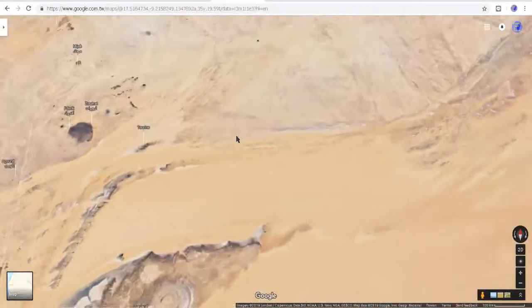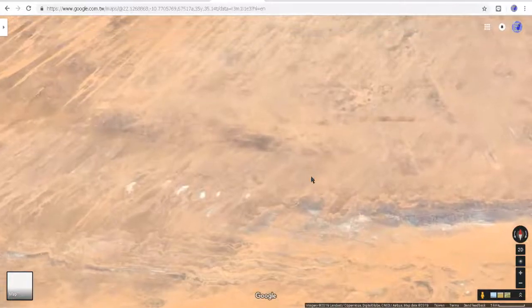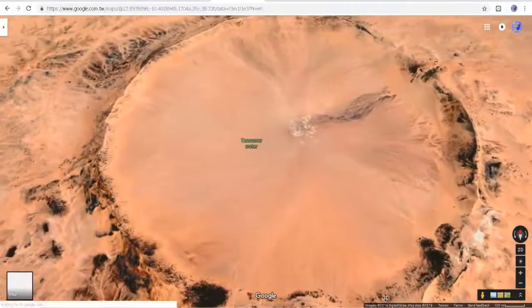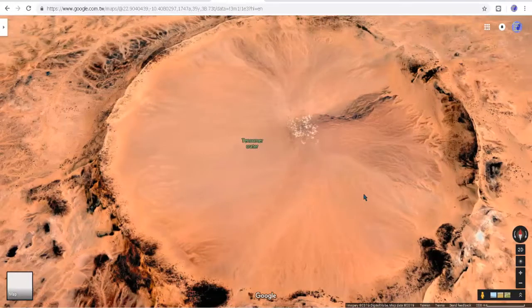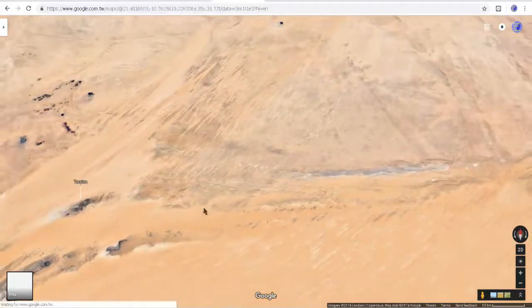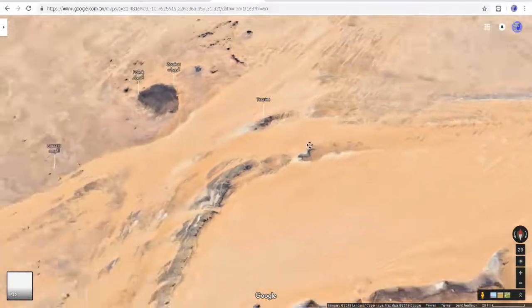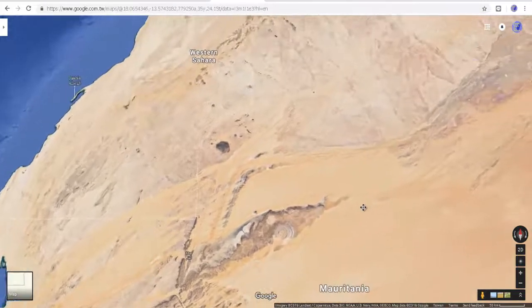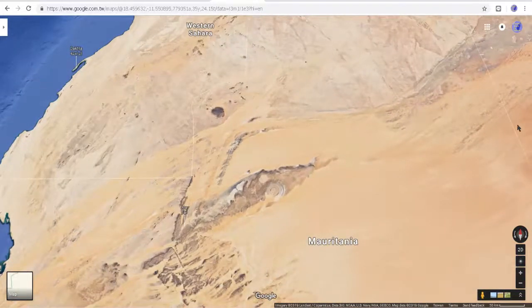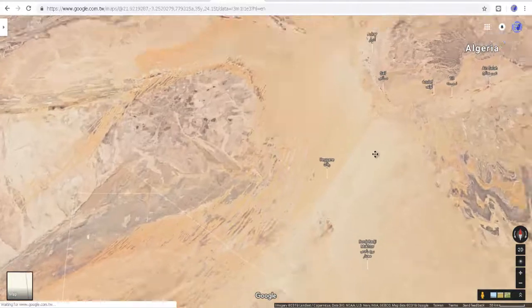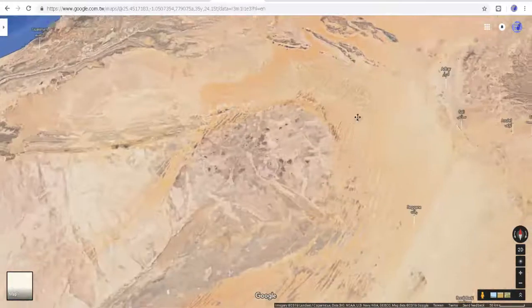Now, some people think that this crater is just located 200 miles away from... There we go. Tanamor crater. It's just located 200 kilometers away from the Eye of the Sahara. But look, the sand's coming from up here. The sand's coming from way over here. It moved from way over here. So I don't know if I can really agree.